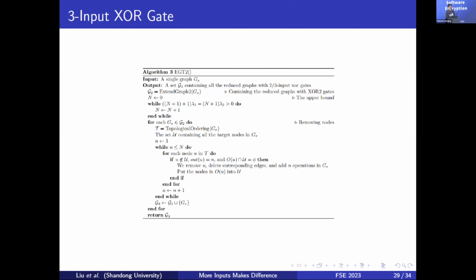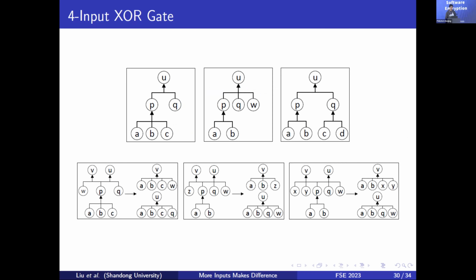So we propose algorithms using 3-input XOR gates. And then here is an example using 4-input XOR gates. If the out degree is 1, we use the first figure, and for out degree 2, we use the second figure. And if the out degree is greater than 2, we can use the same method to do it.